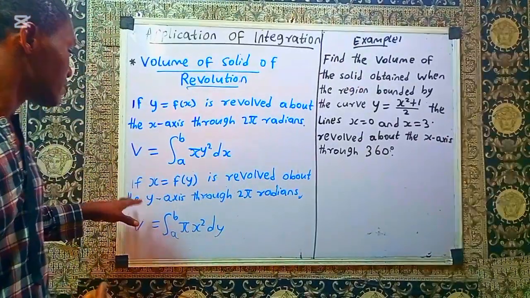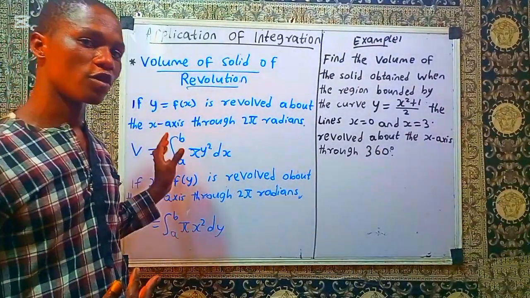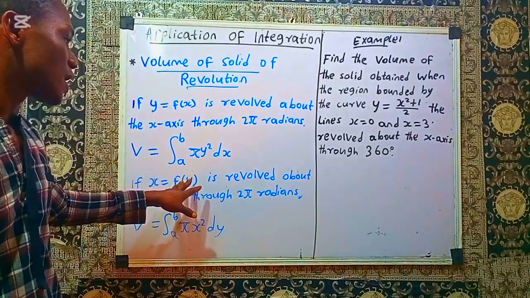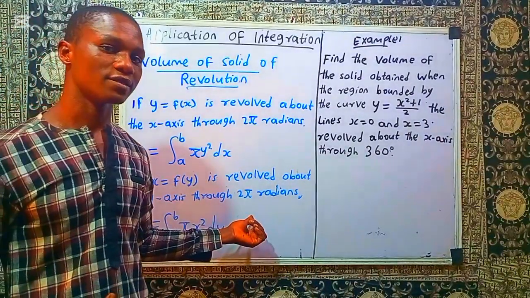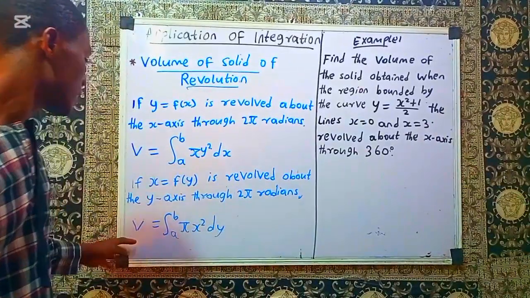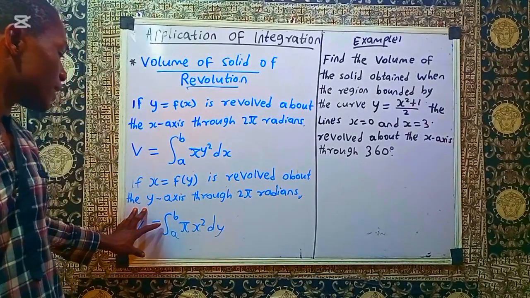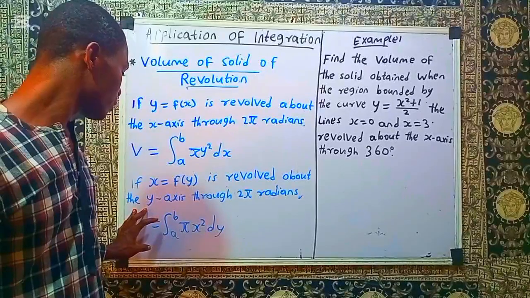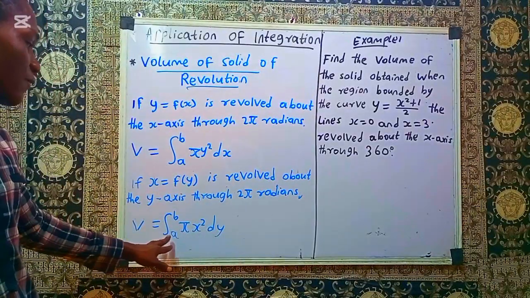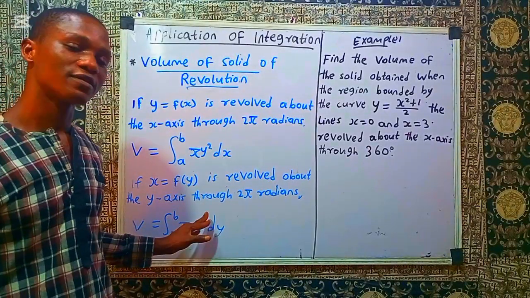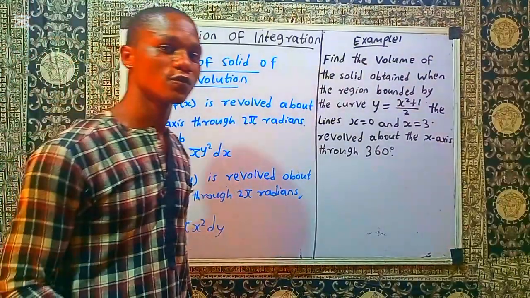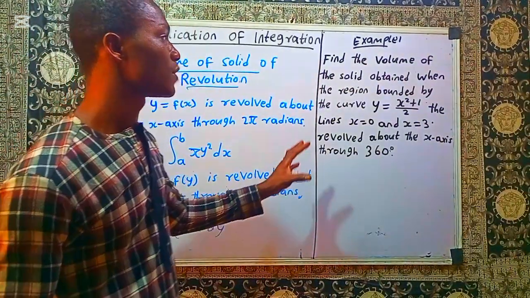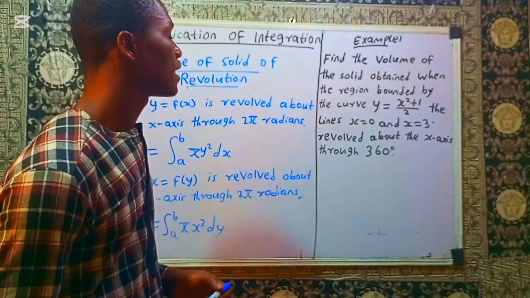Then the second case is a situation whereby the curve is a function of y, and this curve is revolved about the y-axis through 2 pi radians, that's through 360 degrees. The volume generated by the curve will be given by V equals the integral from a to b of pi x squared with respect to y. So we'll illustrate these two formulas with this example.